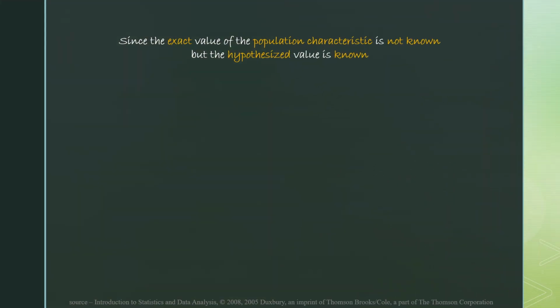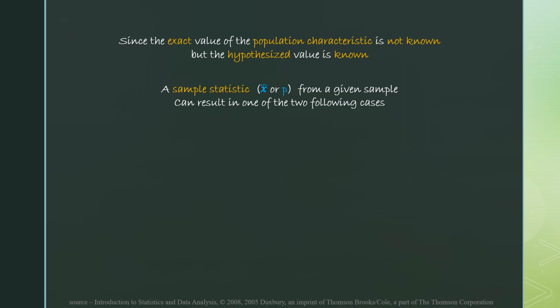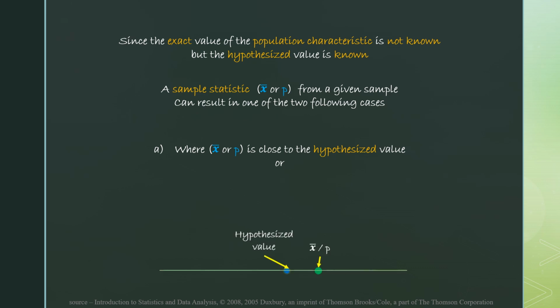Since the exact value of the population characteristic is not known, but the hypothesized value is known, a sample statistic x bar or p from a given sample can result in one of the following two cases. Case A, where x bar or p is close to the hypothesized value, or Case B, where x bar or p is far from the hypothesized value.